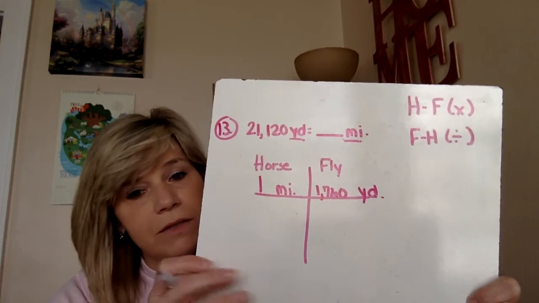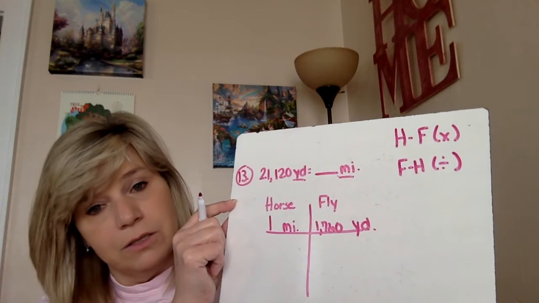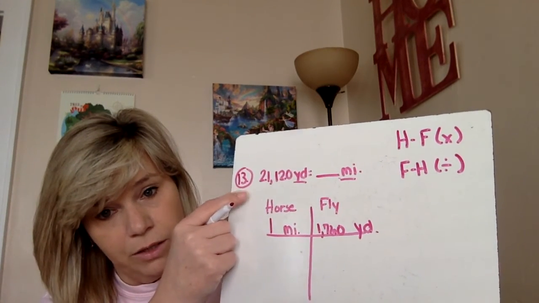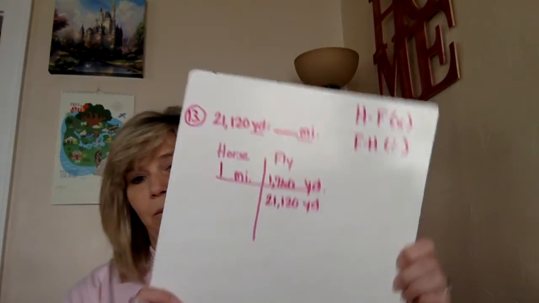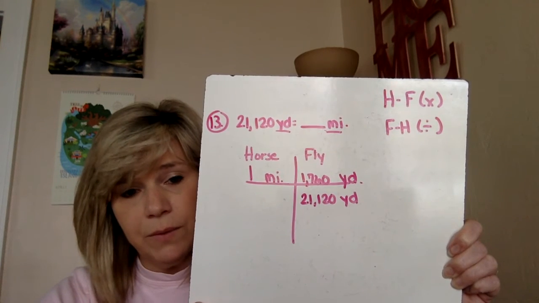Okay, now once we've done that and set up our T-chart, let's look back up here and see which they give us, yards or miles. They gave us yards, so yards have to go with yards. Yards with yards, okay? So here I go. I put my 21,120 yards. And remember, we are not going to use that 1, okay? We're not going to be multiplying or dividing by that 1. So that'll give you a hint too.